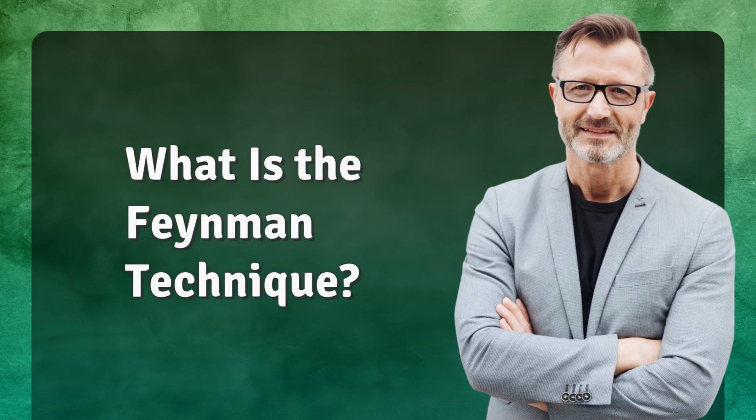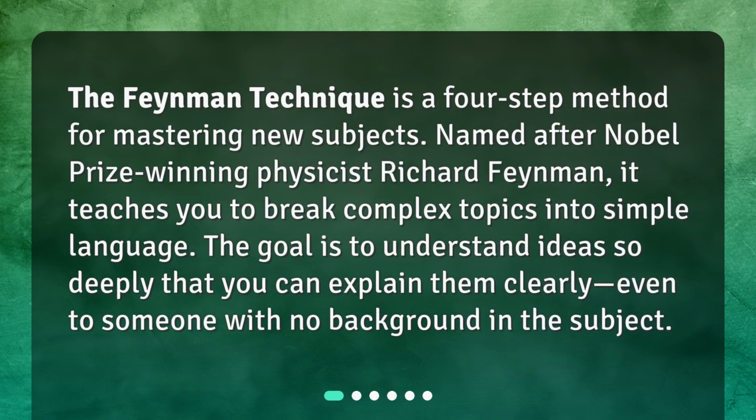What is the Feynman Technique? The Feynman Technique is a four-step method for mastering new subjects. Named after Nobel Prize-winning physicist Richard Feynman, it teaches you to break complex topics into simple language. The goal is to understand ideas so deeply that you can explain them clearly, even to someone with no background in the subject.